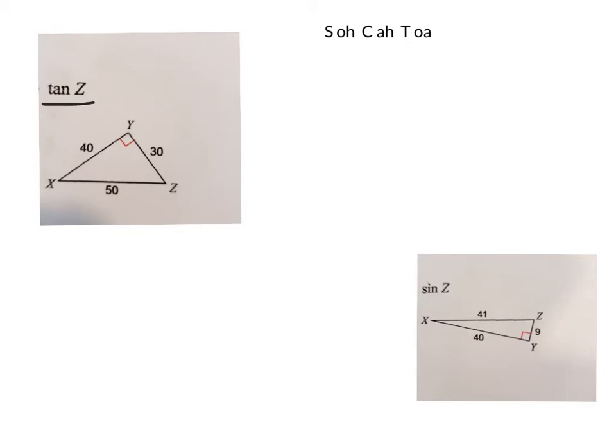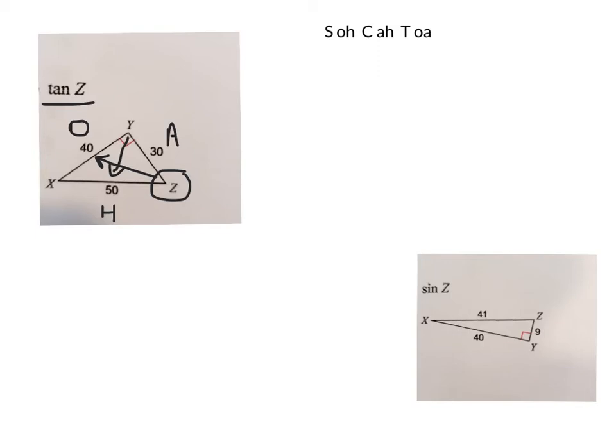So that tells me that Z is my reference angle, and again, I'm going to circle it because it just helps it pop out on the picture. Now I need to label my triangle. Opposite the 90-degree is my hypotenuse. Opposite the reference angle is my opposite. The remaining side is my adjacent.